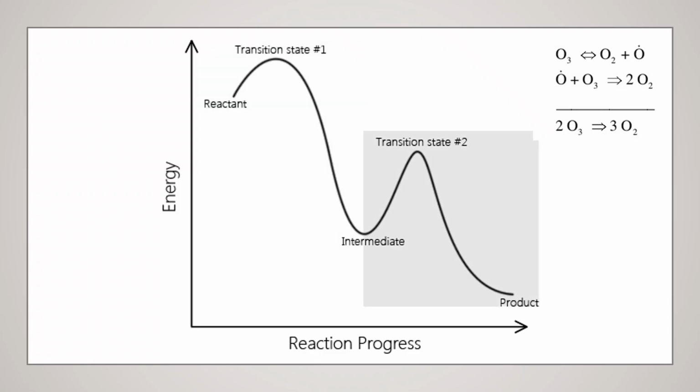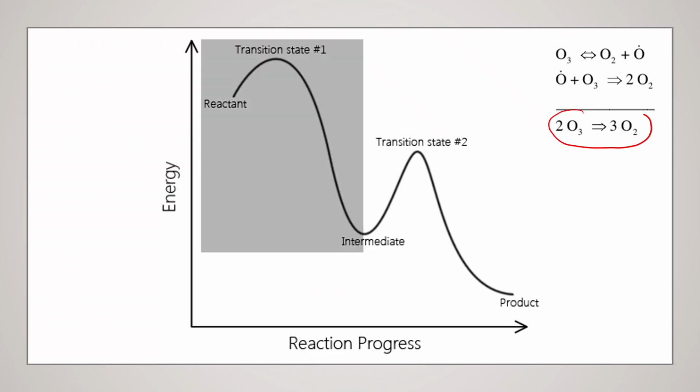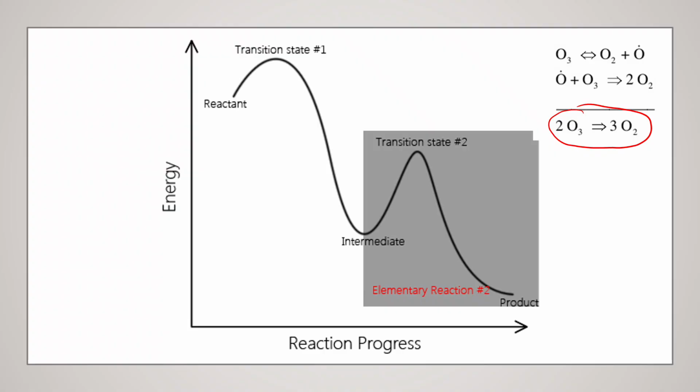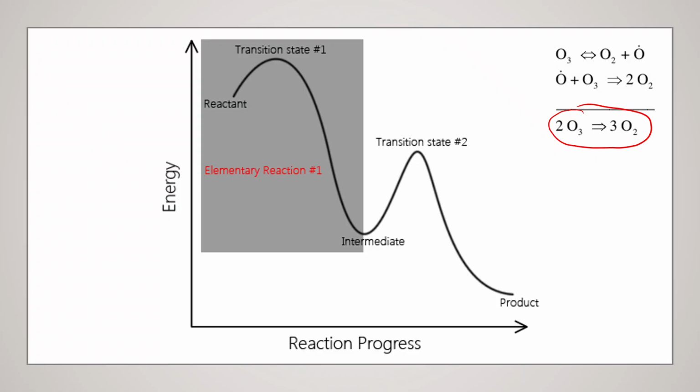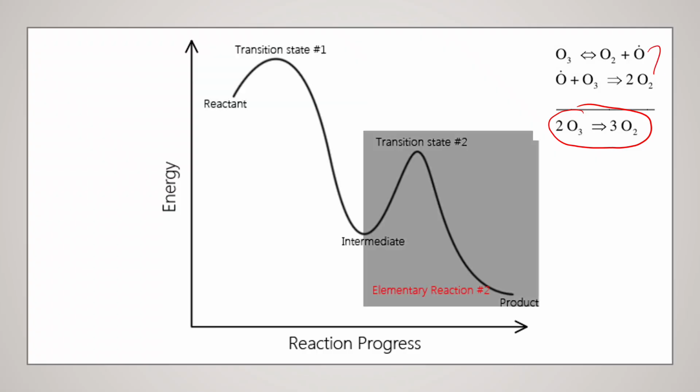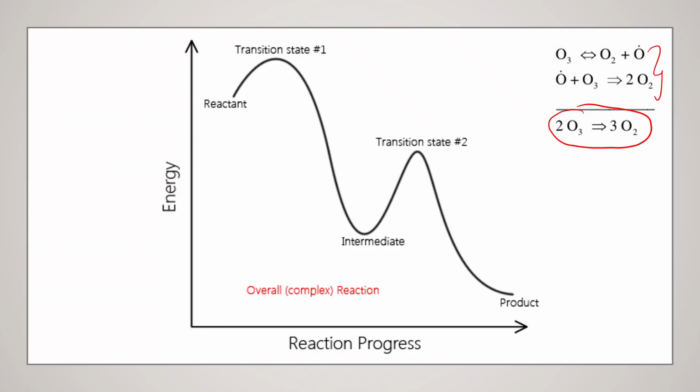Now, this here is the energy profile diagram of the complex reaction, which is represented as two ozone molecules make three oxygen molecules. This might look at first glance like a simple reaction, but we can see that this reaction is actually made up of two steps.